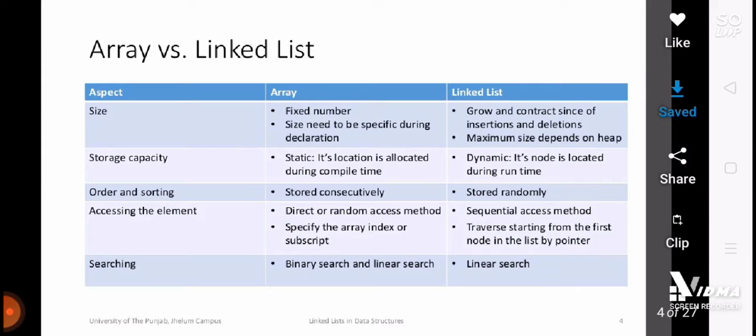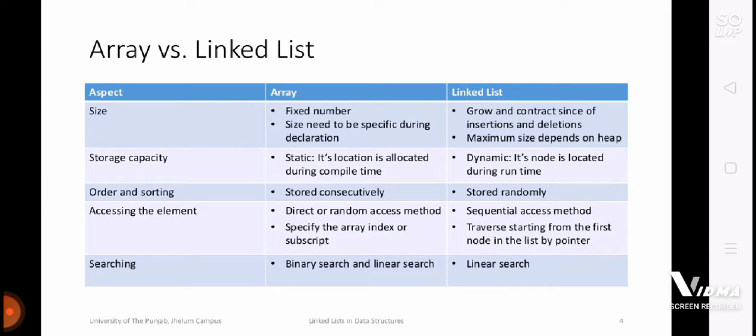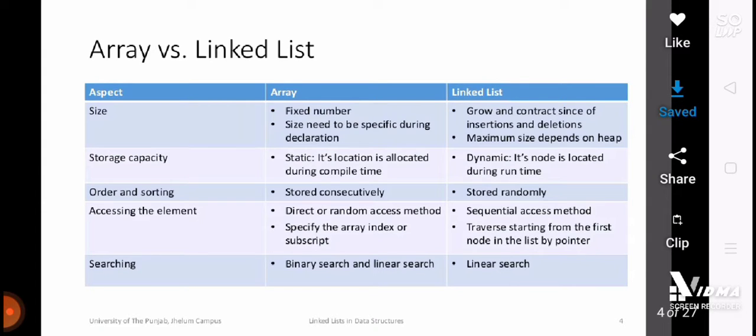Searching: we can apply binary search and linear search algorithms in an array, but the list allows only the linear search method. We will discuss searching methods, binary search and linear search, later on in our incoming lectures, then you will understand. So this was a little comparison of the array with the linked list, right?